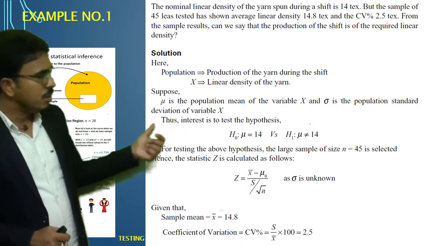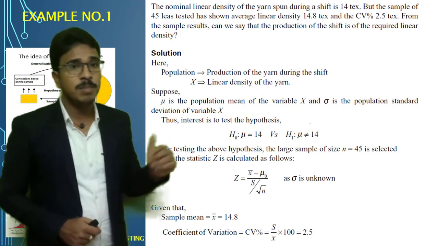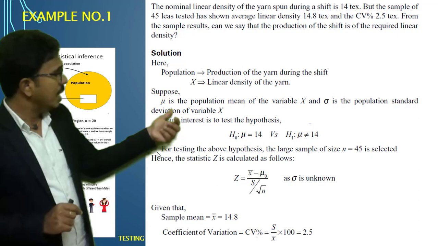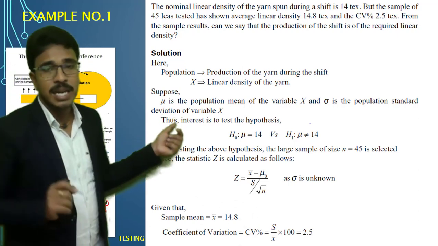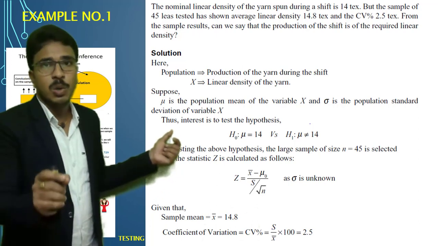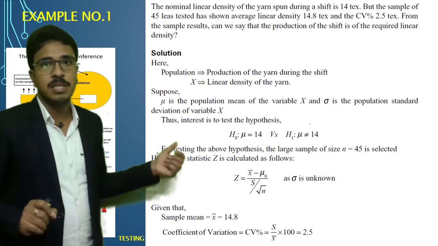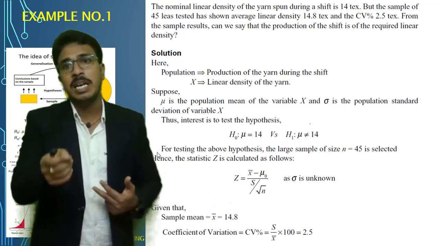Okay, now x bar is nothing but the sample mean, which is given in the problem. Mu naught is nothing but 14, which is there in the problem. And S, do you think the sample standard deviation is straight away given in the problem? No. Instead of that, the coefficient of variation is given, that is 2.5. So from the coefficient of variation, we can find out our S value.